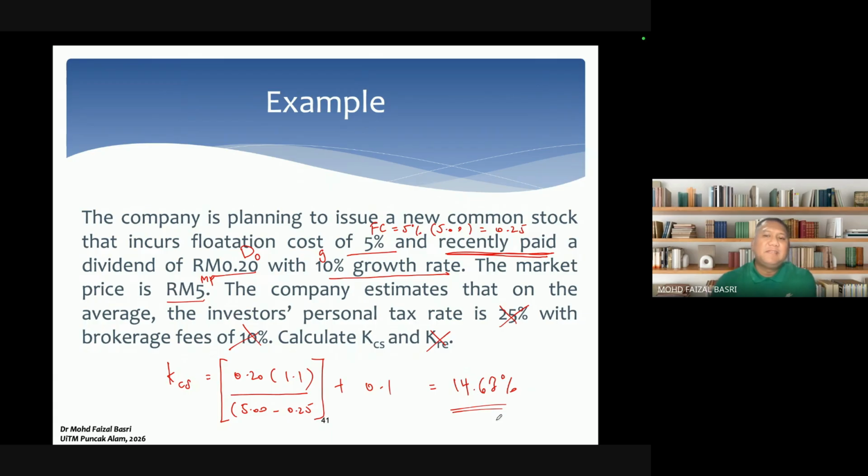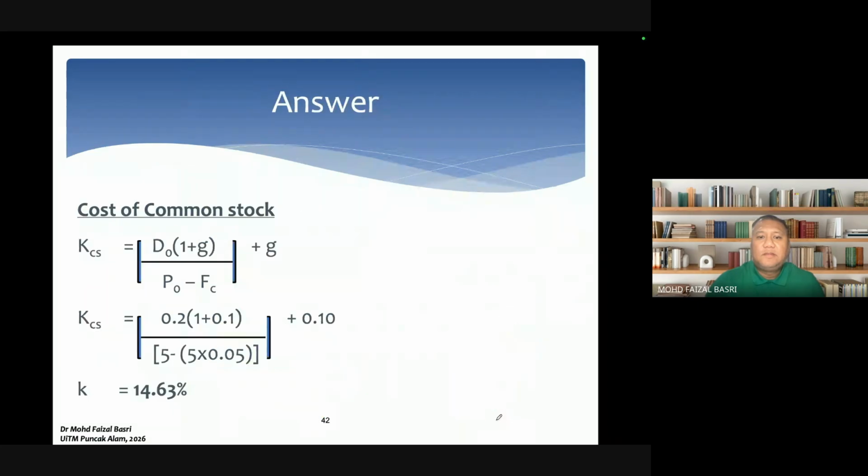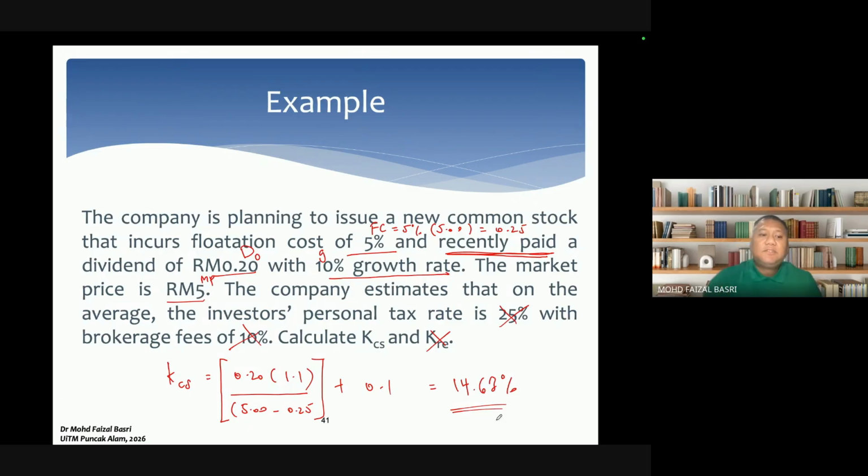So for common stock, the format is actually not as long as bonds. You just have to understand whether the question gives us D1 or D0. If it gives D1 already, you must not multiply by 1 plus G again. You just use the amount straight away in your formula. Okay, so yes, 14.63, the same.